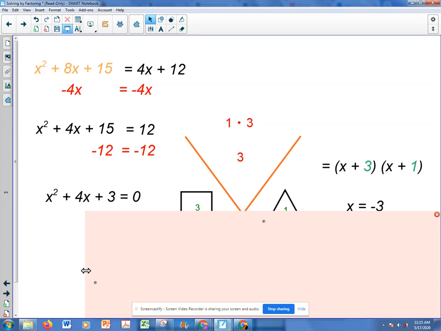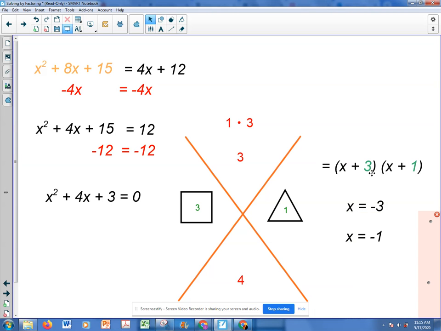Oh, I didn't do my A's, B's, and C's. Okay, A is 1, B is 4, C is 3. So 1 times 3 gives me the 3 on the top. Bring the 4 down. There's only one way to make 3. It's 1 and 3. So I put the 1 and 3 in here. And when is x plus 3 equal to 0? When x is equal to negative 3. When is x plus 1 equal to 0? When x equals negative 1. So there's my solutions. Those would be called the solutions.